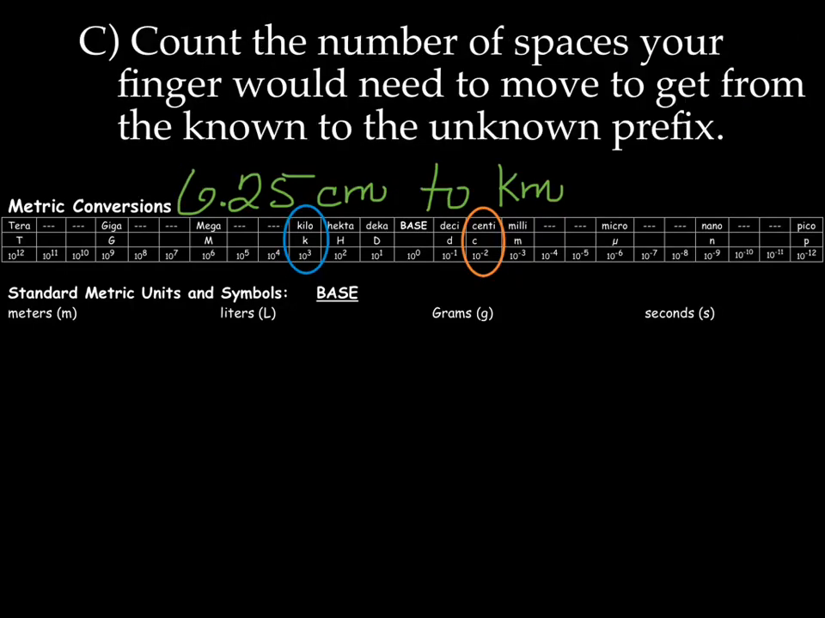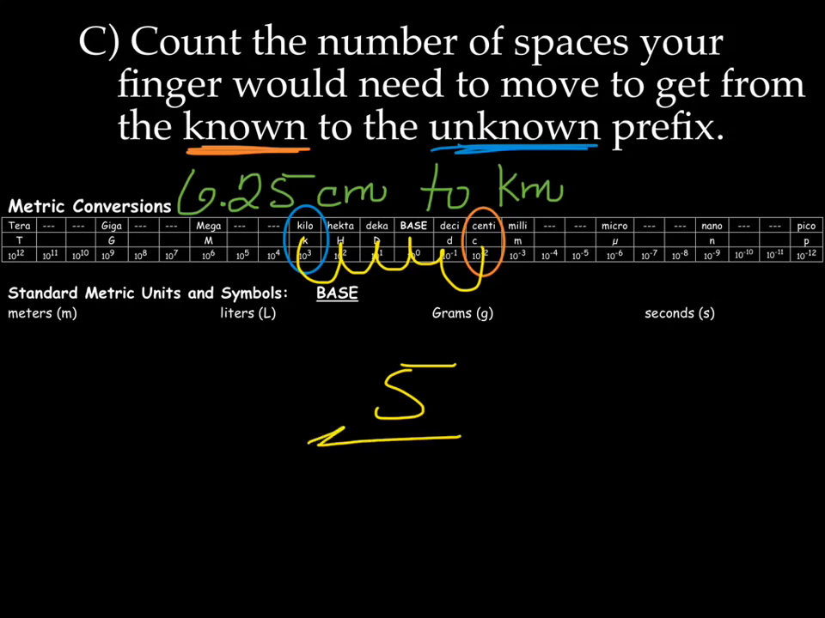And the third step is to count the number of spaces your finger would need to move to get from the known prefix, which was the orange one, to the unknown prefix. Okay, so we're going to start with the orange one, the centi. How many times do I need to move my finger? 1, 2, 3, 4, 5. I had to move it 5 spaces. And which direction did I go? I went from right to left.